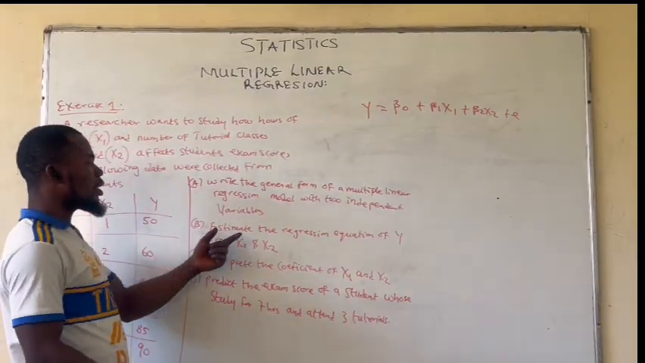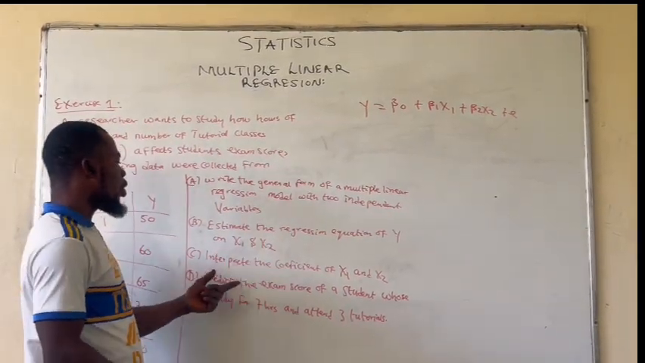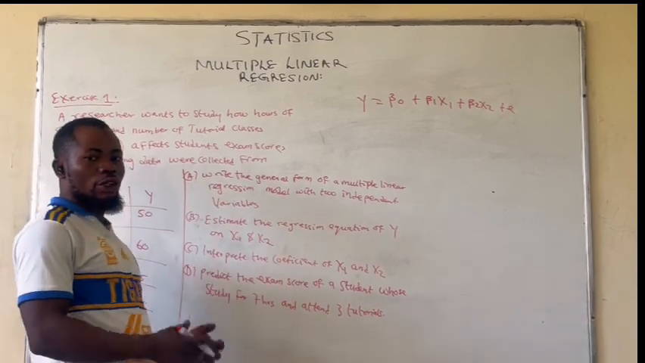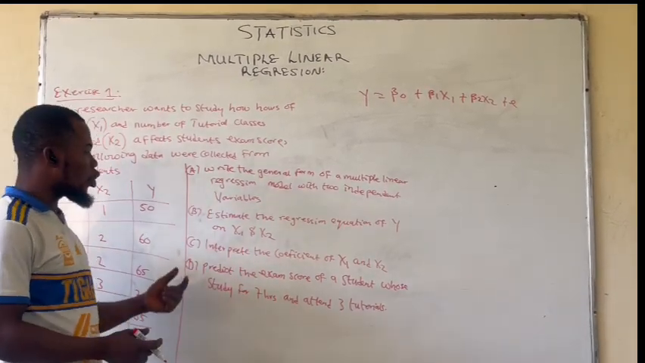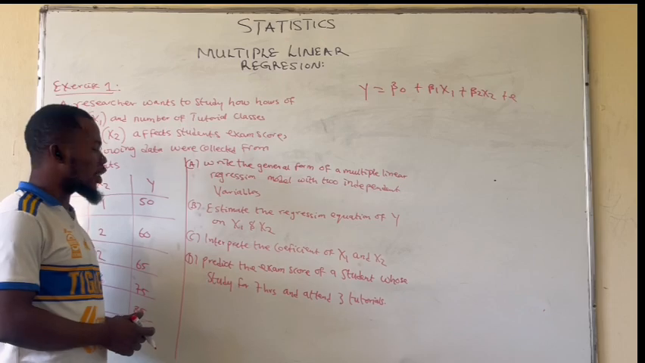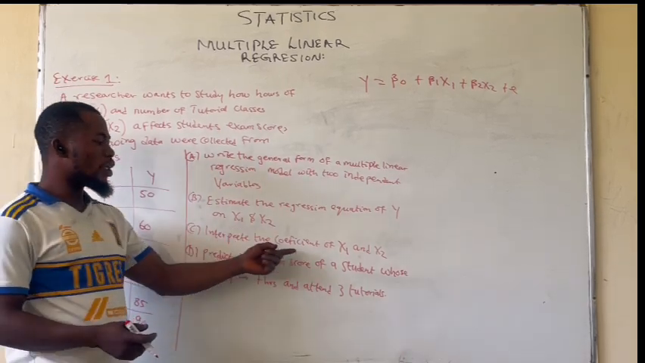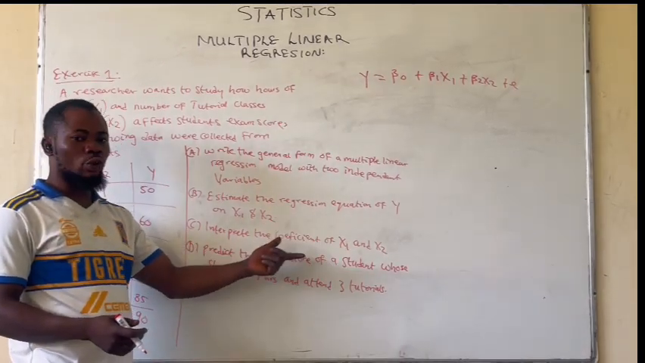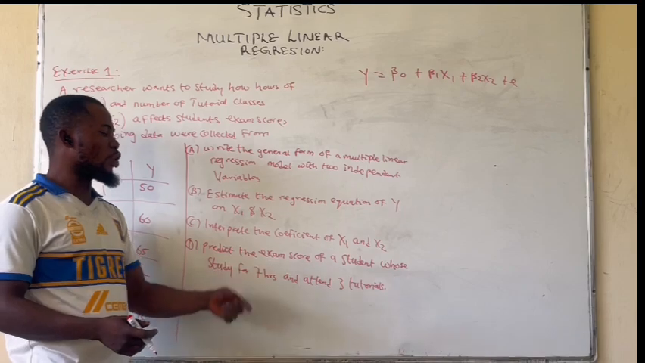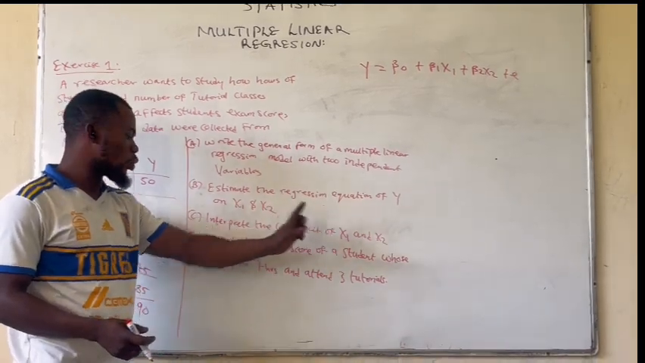Now, estimate the regression equation of y on x1 and x2. Solve it on your paper. Drop the answer in the comment section. Interpret the coefficients of x1 and x2. After solving it, interpret the coefficients of your x1 and your x2.